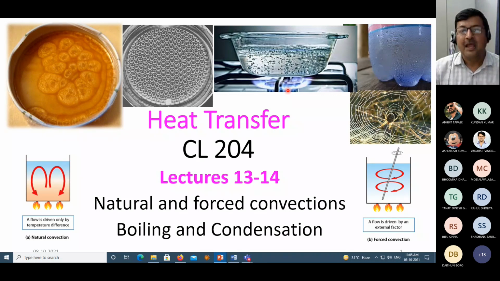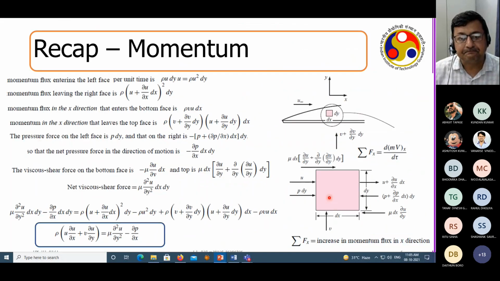And we'll see how natural convection gets into boiling, how natural convection gets into condensation. These two phenomena are very much correlated with the different types of natural convection processes. So in today's lecture, we will explore them together.